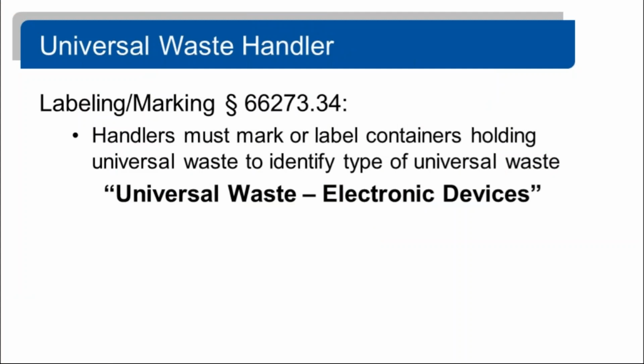Handlers are required to mark or label the containers holding universal waste, identifying the type of universal waste. So, for example, universal waste electronic devices, universal waste batteries, universal waste aerosol cans. Whatever type of universal waste, it needs to be identified following the words universal waste.